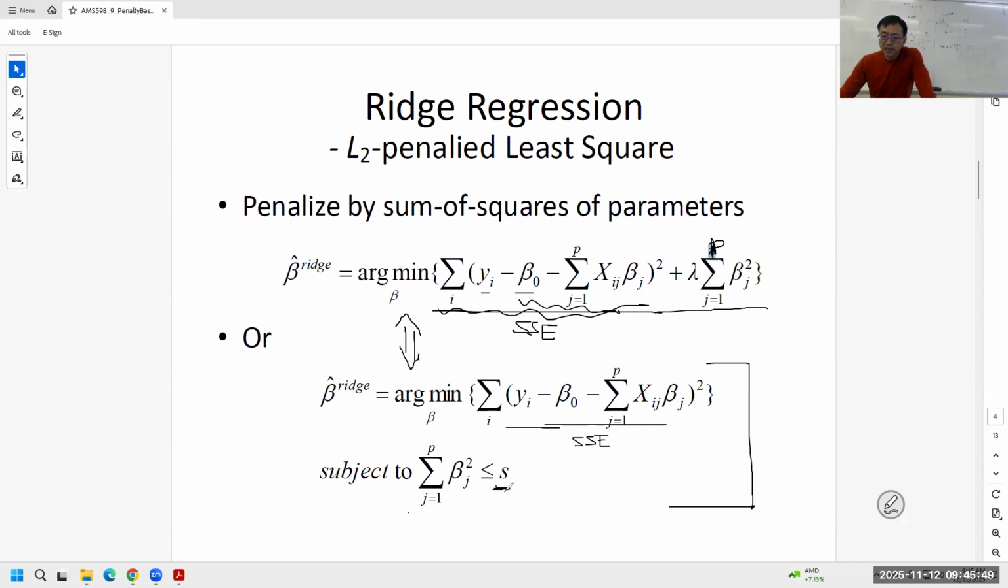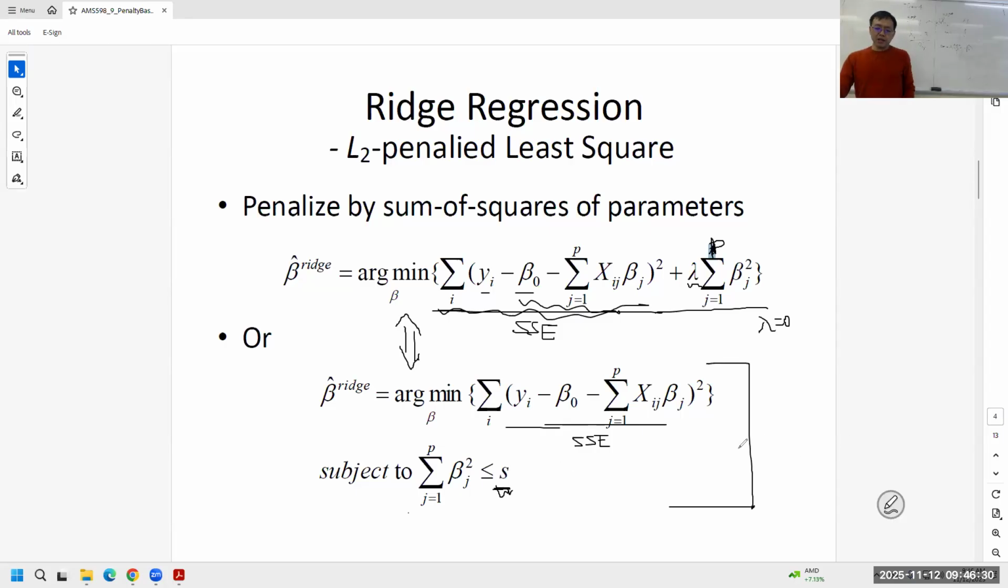The value of s corresponds to different lambda values. If you have a larger lambda, you have a smaller s, and if you have a smaller lambda, you have a larger s. In the case where lambda equals 0, you don't have any penalty term at all, which means you don't have any constraint below, so s is going to be equal to infinity. But these are just two forms of the same problem.